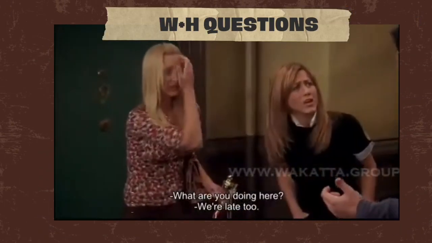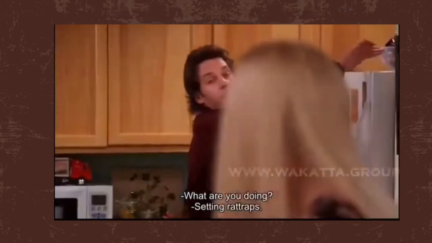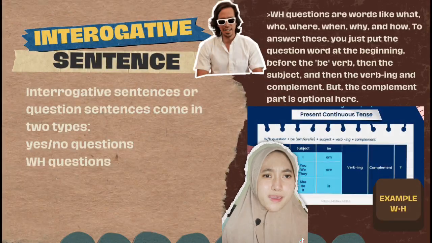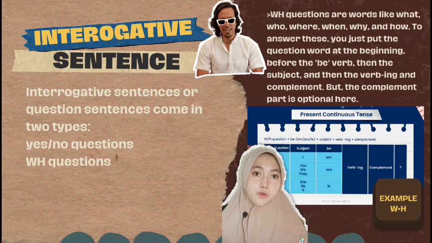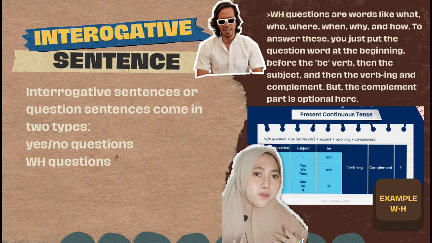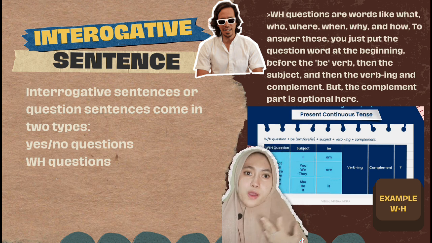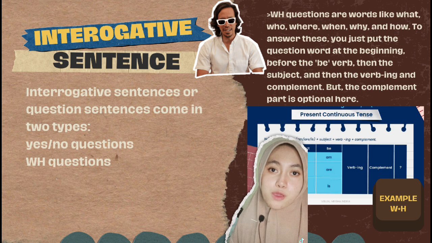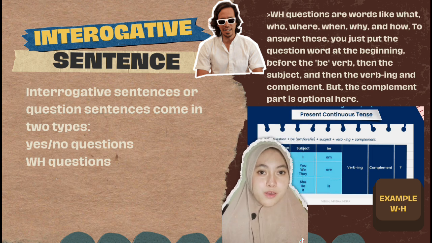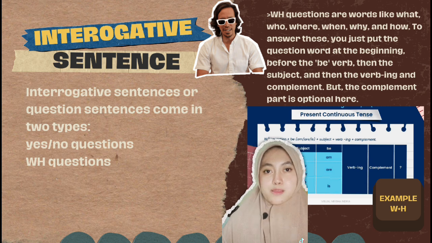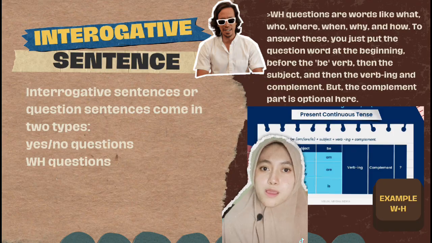What are you doing here? What are you doing? It's like what are you doing, how do you do, or how's it going, or when are you arriving, or why are you sleeping, why are you reading. You can make more examples with continuous tense and WH questions.